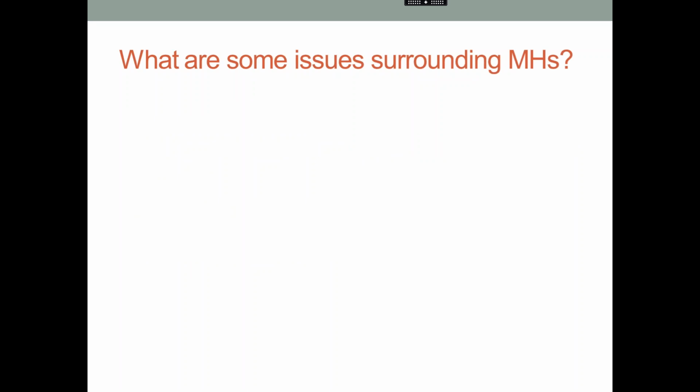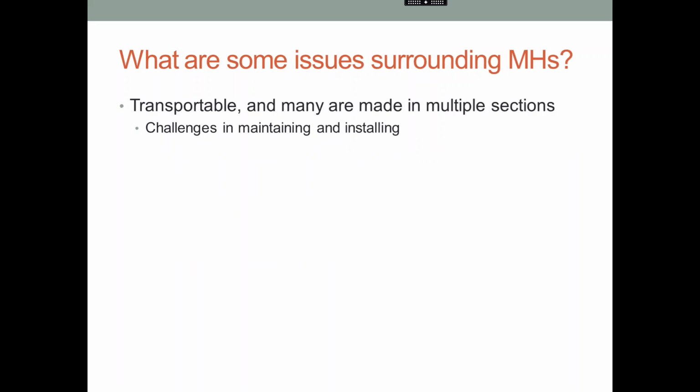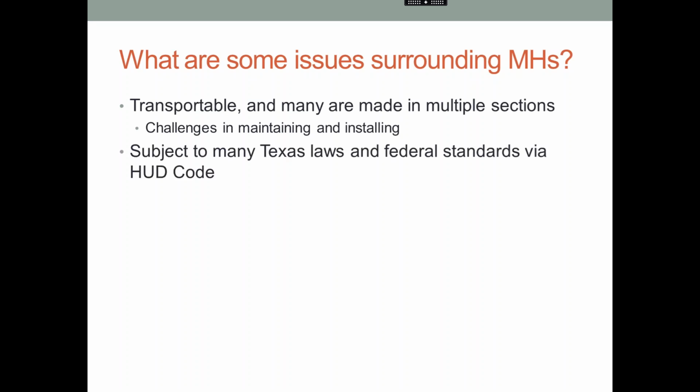So some of the issues generally surrounding mobile homes are that, number one, they're transportable and they're made in many sections. So we talked about them being single wides or double wides, and that can be challenging in maintaining and installing the manufactured home itself. Additionally, manufactured homes are subject to many Texas laws and federal standards via HUD code. So we'll talk about the actual Texas code and laws surrounding mobile homes here in a little bit. But you're going to see that the requirements under those statutes are pretty strict. And it can be challenging for a lot of us to deal with at the title company to make sure that we are operating correctly within the bounds of manufactured homes themselves.